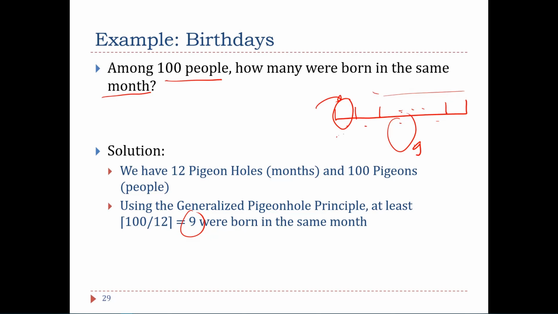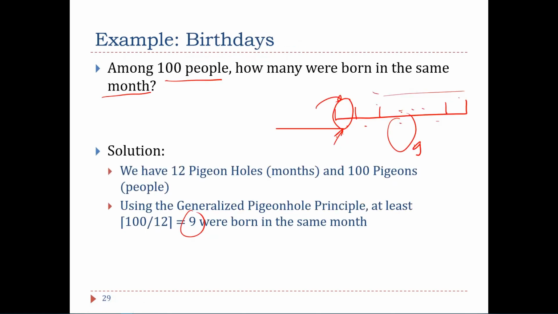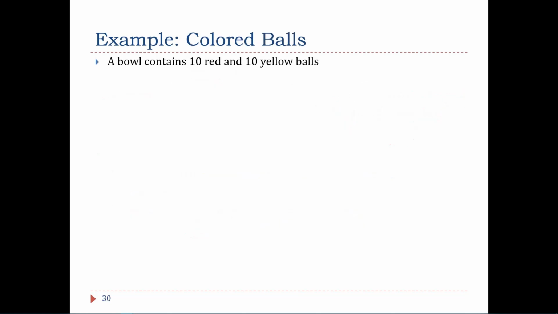Okay, so the only way to contradict this is to try to distribute them evenly, as I started explaining, and this would end up having 9 at least in at least one of the boxes. Not in each, but in at least one of the boxes.